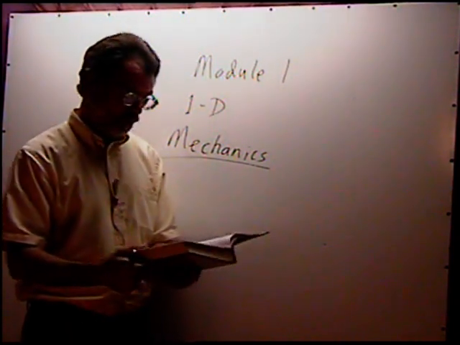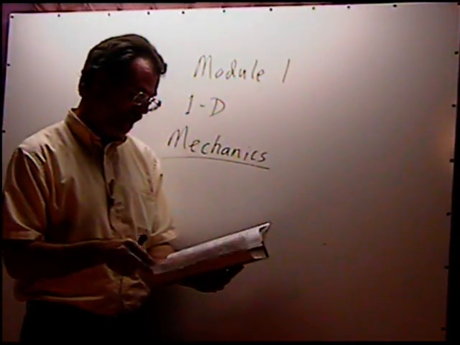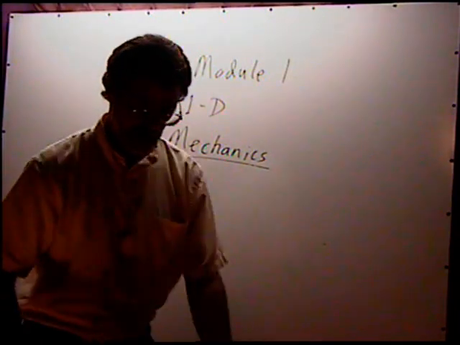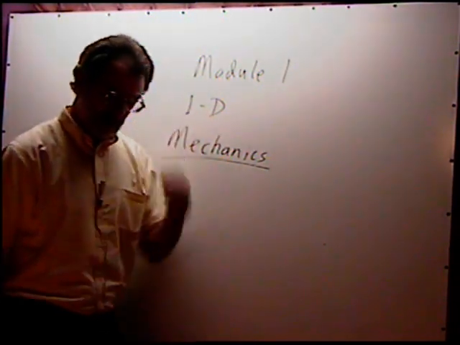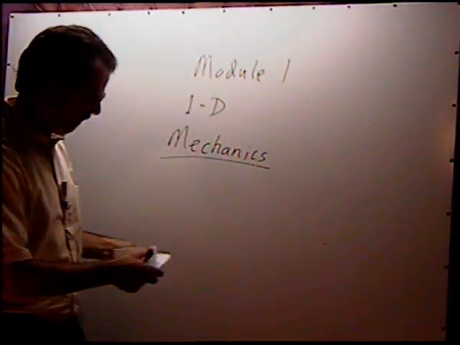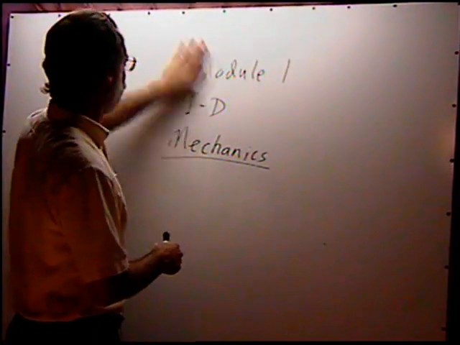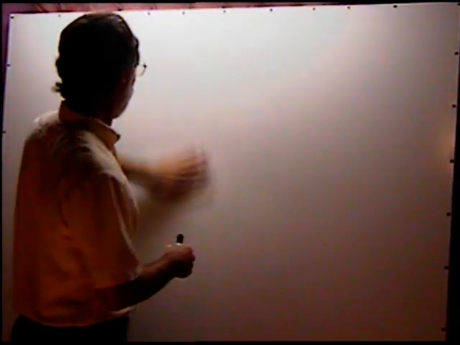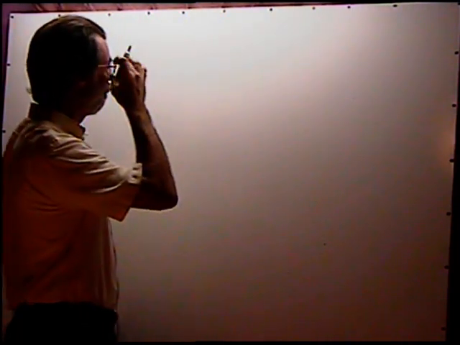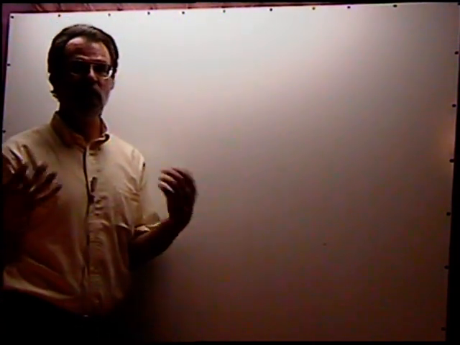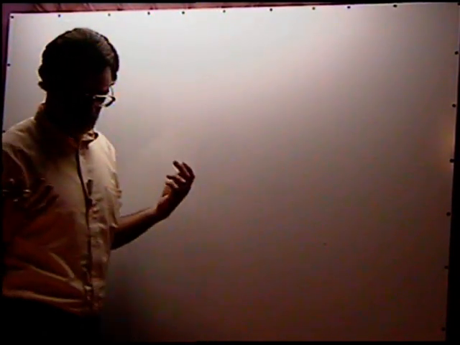Okay, chapter 1 starts on page 5. One of the first things this chapter does is to make the distinction between a scalar quantity and a vector quantity. In order to do that, we'll talk about the quantities that we're going to be talking about in this chapter.